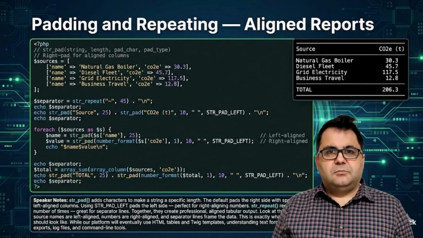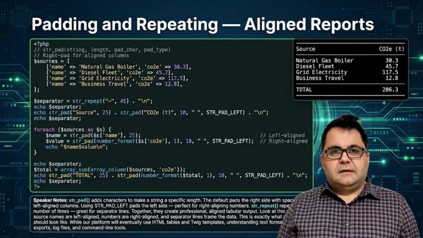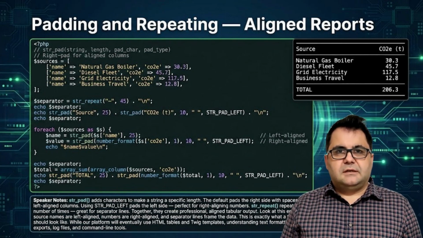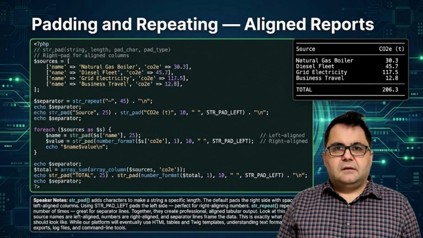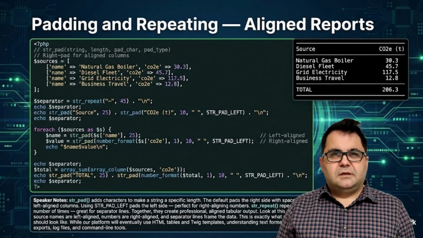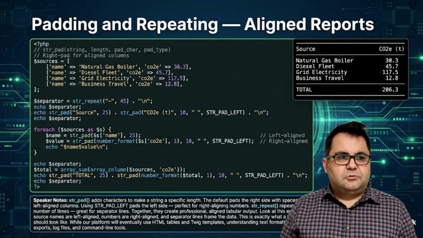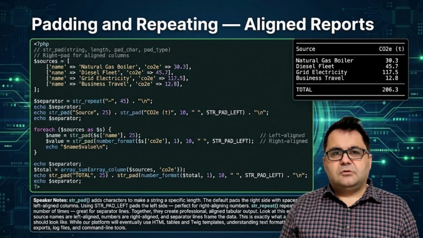Look at this emission summary. Source names are left aligned, numbers are right aligned, and separator lines frame the data. This is exactly what a text-based report should look like. While our platform will eventually use HTML tables and Twig templates, understanding text formatting helps you build CSV exports, log files, and command line tools.